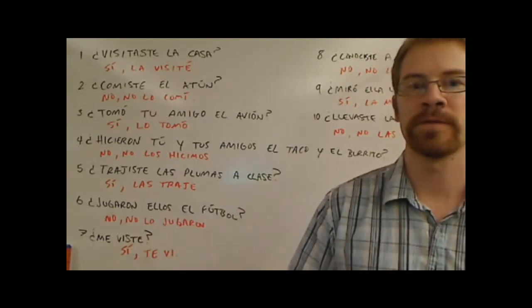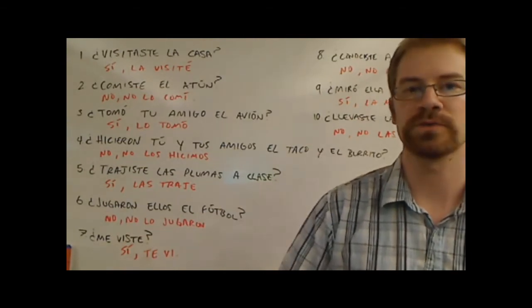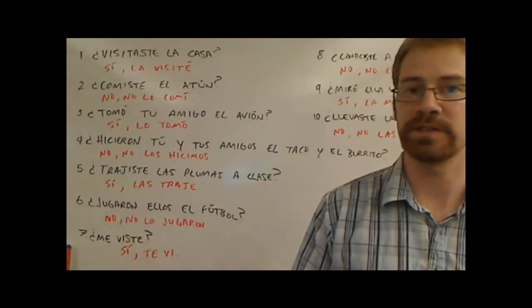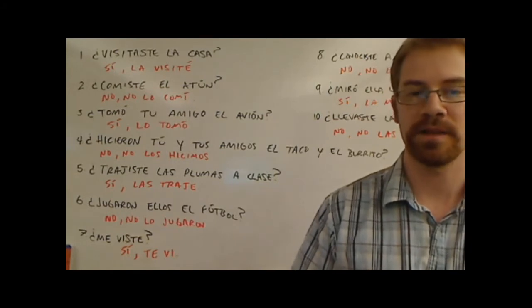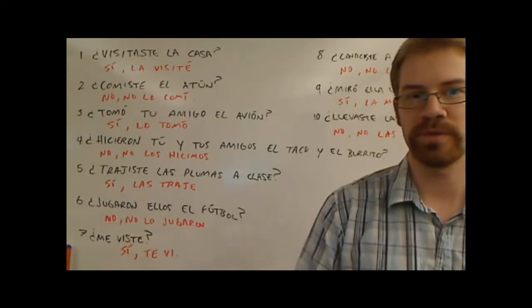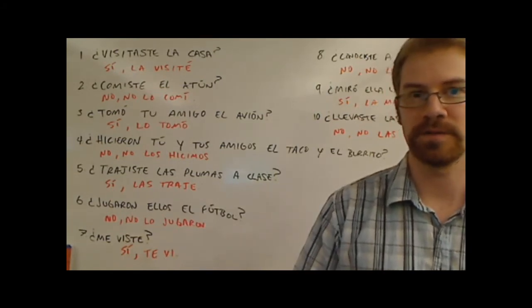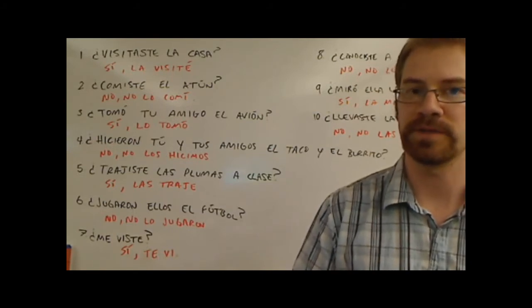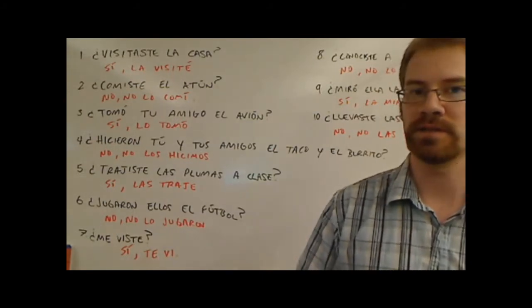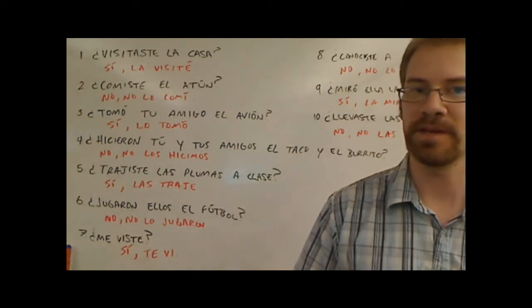Okay, pues para uno, the question was asking, did you visit the house? So I want you to say, yes, so I visited it. It is the house, la casa. La casa would change to la. You're going to put that in front of your verb. And since this is in the preterite, the yo form of visitar would be visité. So yes, I visited it would be sí, la visité.